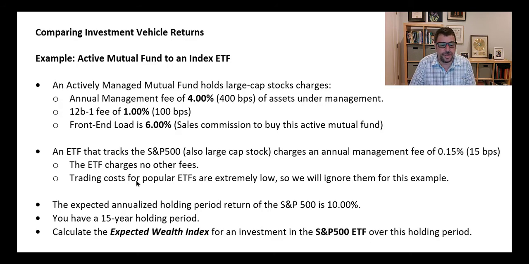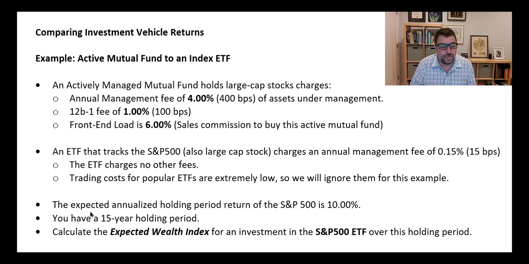So here's some more information. The expected annualized holding period return for the S&P 500 is 10% a year. So I expect a geometric average return of 10% on the S&P 500. I'm just making that number up to be something round. And you have a 15-year holding period. So that means I'm going to try to amortize the 6% sales commission and this 5% annual fee relative to getting charged very small fees and nothing to buy this thing over a 15-year period.